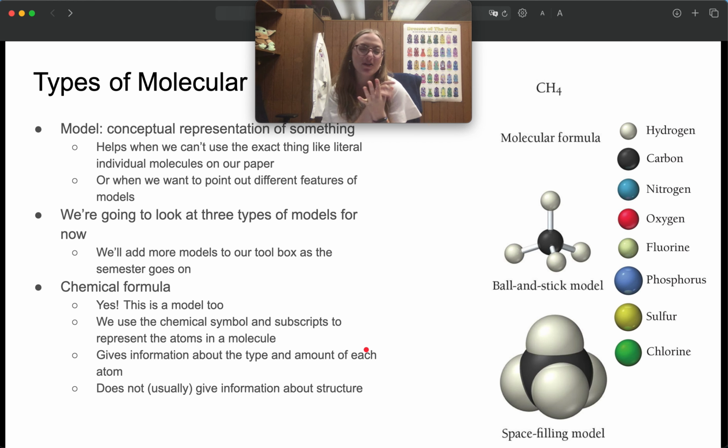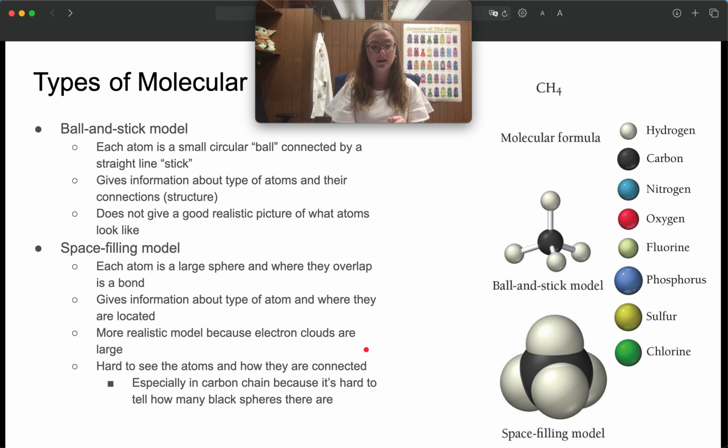But unfortunately, in most cases, it doesn't really tell us anything about the structure. You've got to do a lot of legwork to figure out the structure, which we'll learn about later. So if you want structural information, a molecular formula is not the way to go in the end. But it's really good if you need something fast, compact, and very evident about what kinds of atoms and how many of each atom you're working with.